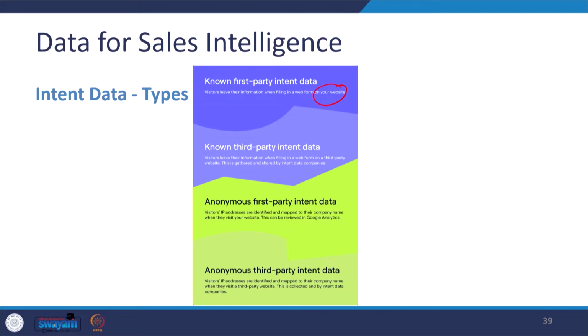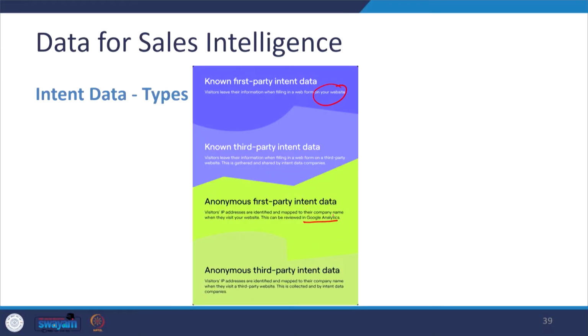Then there is known third party intent data. Visitors leave information while filling in a web form on a third party website, right? So if you are visiting Quora, a customer fills in details on that website. That's what we call known third party intent data, because you know from where the business or customer is filling up that information.